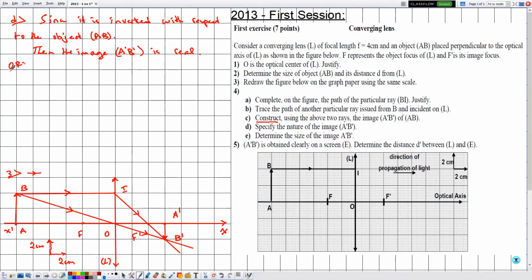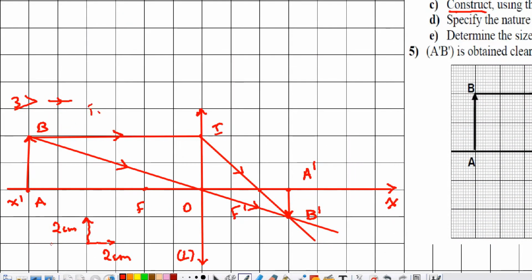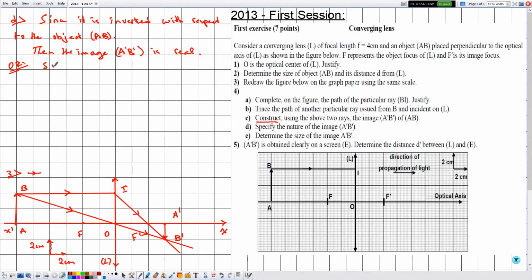One could give another reason why the image is real. Notice that the object AB is in front of the lens and the image A prime B prime is behind the lens, and whenever the image and the object are on opposite sides of the lens, this means that the image is real. Okay, since the object AB and the image A prime B prime are on opposite sides, this means that the image A prime B prime is real.